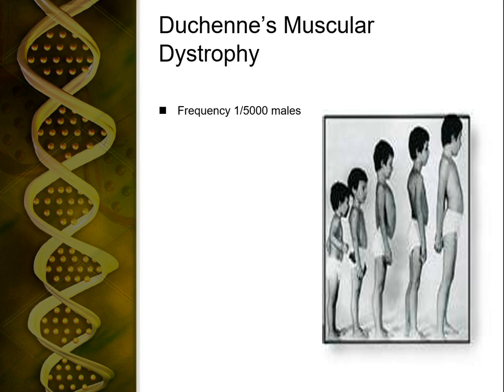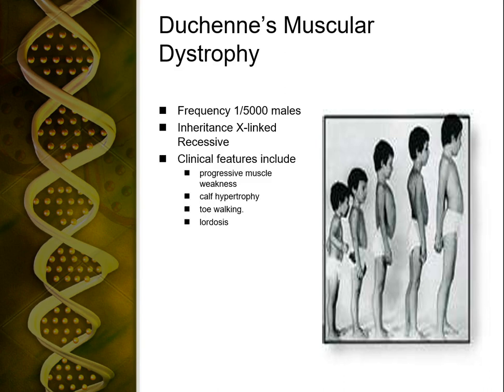So, Duchenne's muscular dystrophy occurs in about 1 in 5,000 males. It's inherited in X-linked fashion, and clinical features include progressive muscle weakness, calf hypertrophy, toe walking, and progressive lordosis. So you can see this lordosis here, and as it progresses as kids get older.